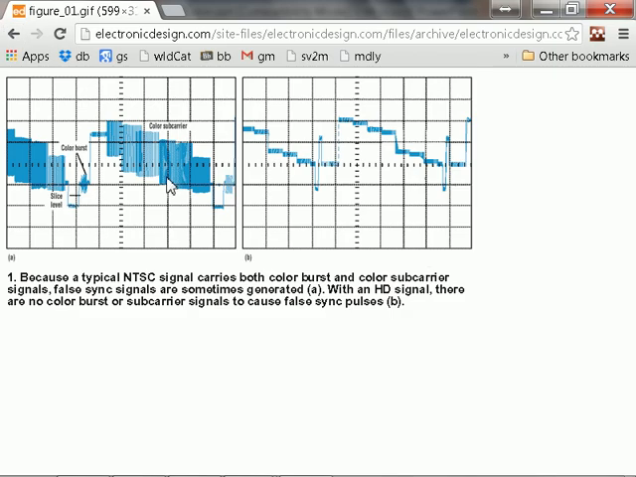Cool, right? So, in fact, for the longest time, the analog standard definition television transmission signal was the most complicated signal in the home till people had like computers or something.